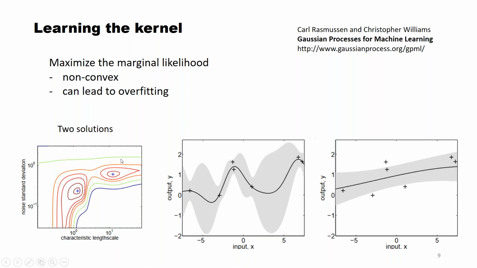As I said, it's non-convex, so you can end up with different solutions. One of these solutions seems reasonable. This is the global minimum, so it seems like a good solution. It balances the flexibility, it adds some noise. It looks like a good solution.